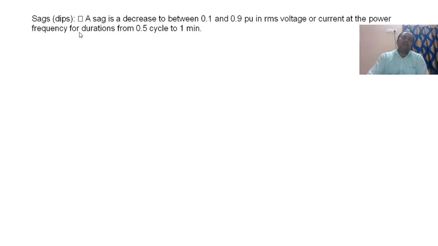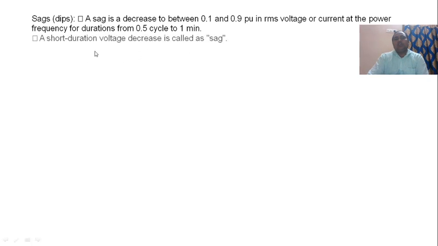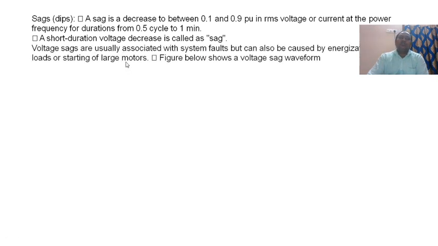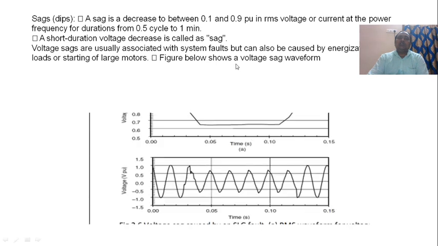Sags or dips. A sag is a decrease to between 0.1 and 0.9 per unit in RMS voltage or current at the power frequency for a duration from 0.5 cycles to 1 minute. A short duration voltage decrease is called a sag. Voltage sags are usually associated with system faults but can also be caused by energization of heavy loads or starting of large motors. The figure below shows voltage sag waveforms.